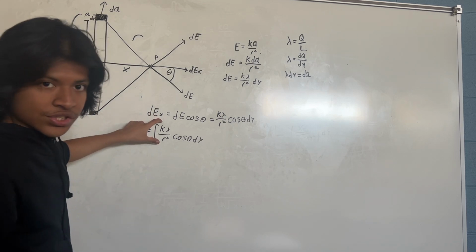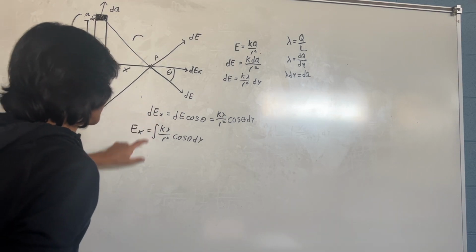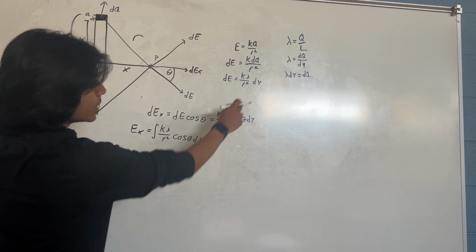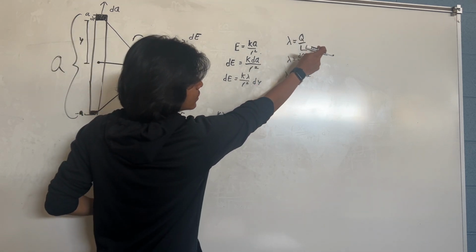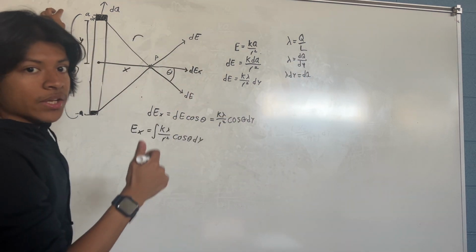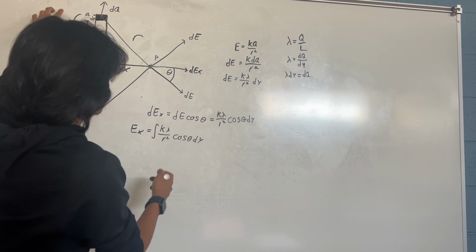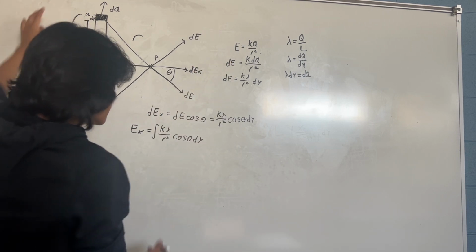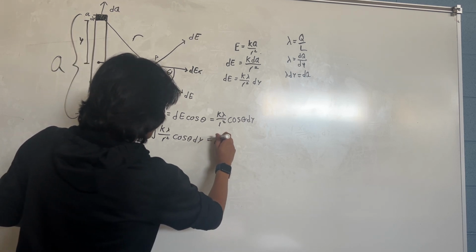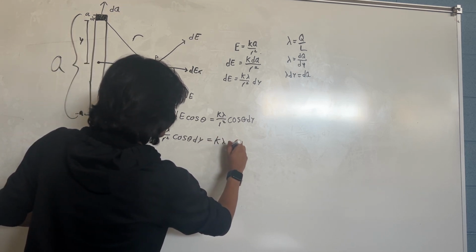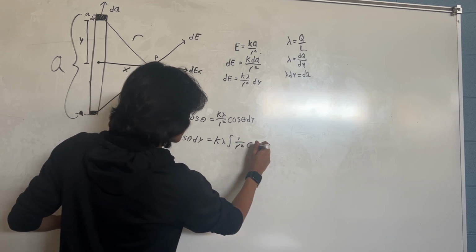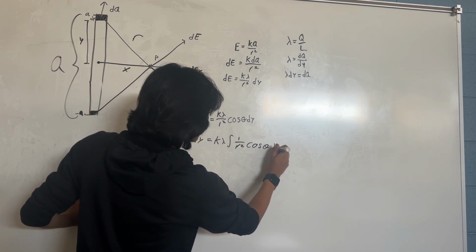Now our k here is just constant, so we could take that out of the integral. And our lambda here, remember that lambda is just charge per unit length. This would be the length of the entire wire. And because our charge is constant, lambda is also going to be constant. So we could just take those out of the integral. So we have k lambda times the integral of 1 over r squared cosine theta dy.